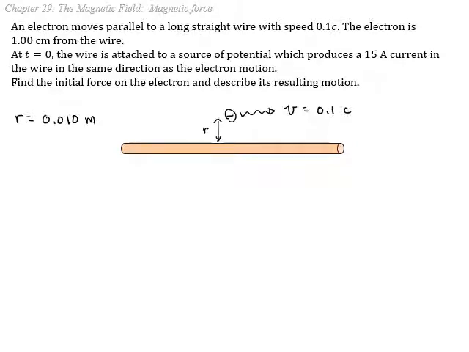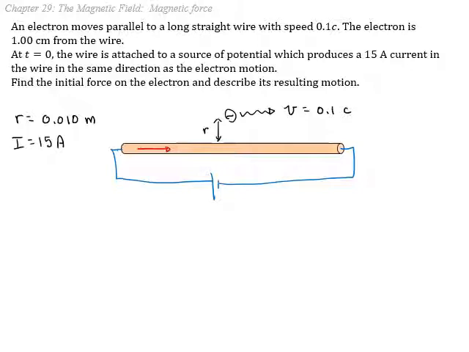Okay, at t equals 0, the wire is attached to a source of potential which produces a 15 amp current in the wire in the same direction as the electron motion. So I attach a couple of wires, hook it up to a battery. When that happens, I get a current flow in my wire, which is going to flow the same direction as the electron motion. And I know that the size of that current is 15 amps. Okay, I've got my current and my distance. Find the force on the electron.